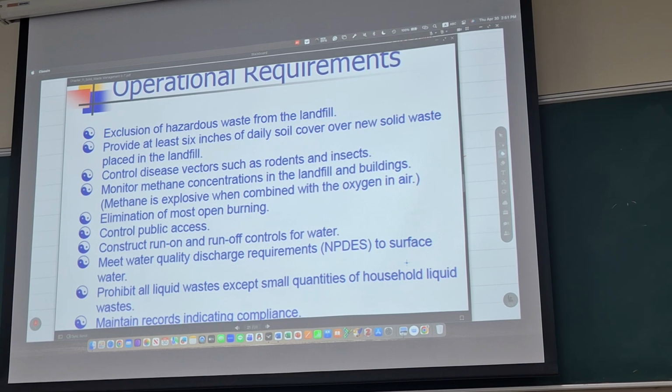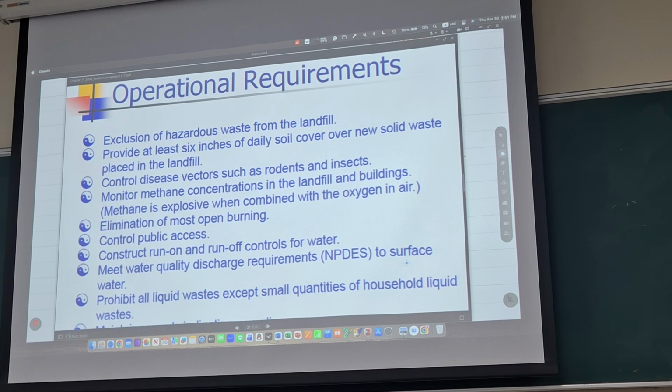Okay, and some operations requirements. First, you need to exclude the hazardous waste from the landfill. The hazardous waste gets special treatment. We're going to talk about how to handle and treat hazardous waste in our next chapter.